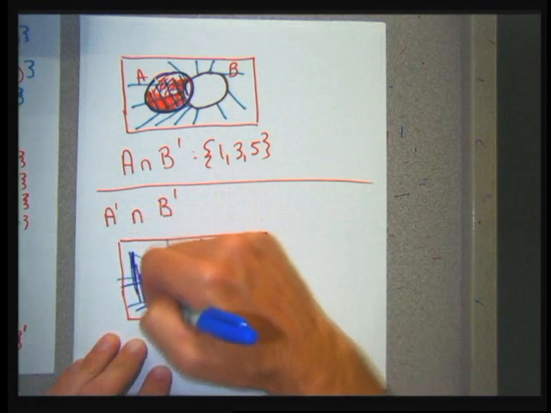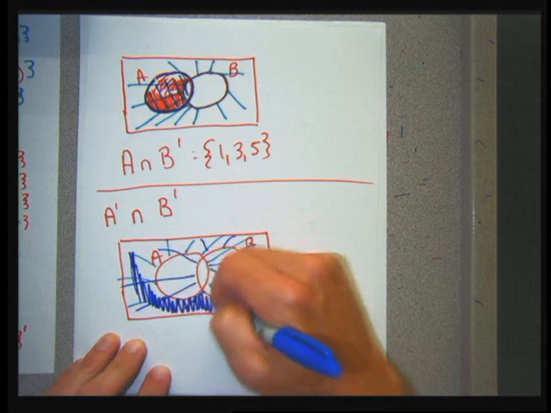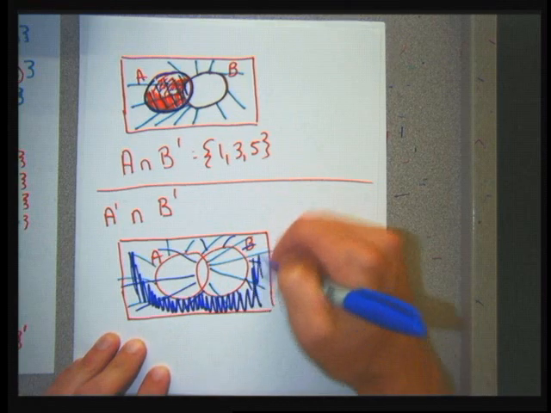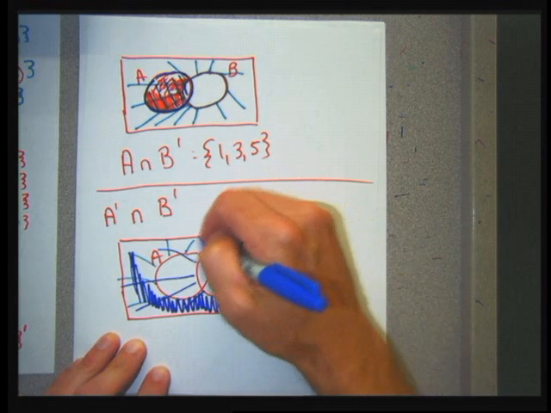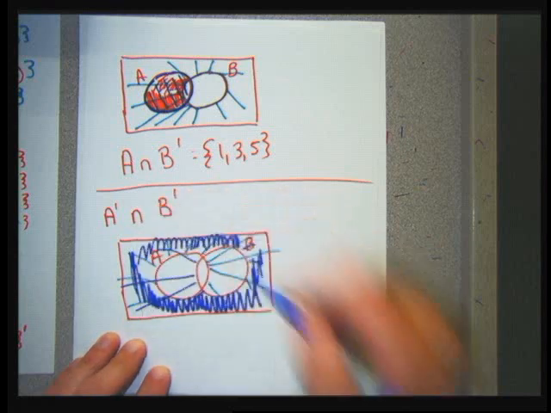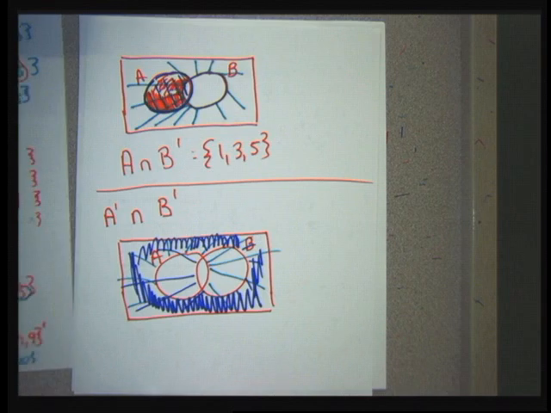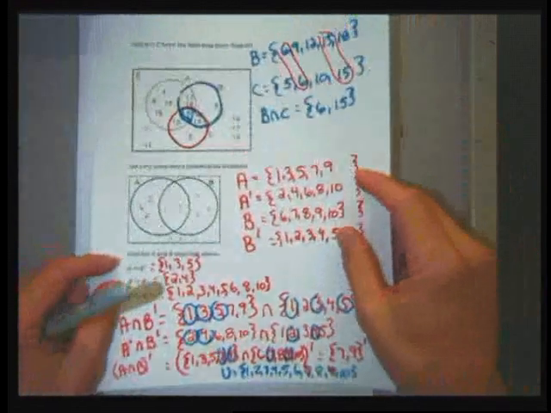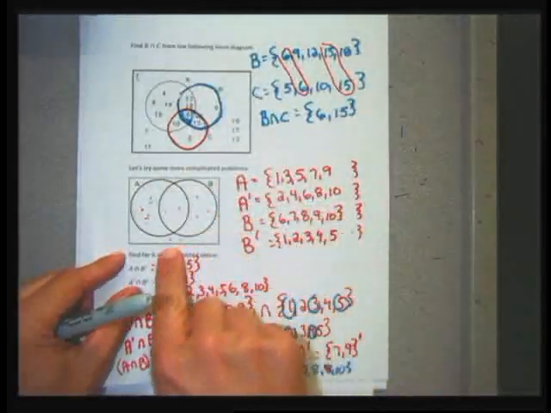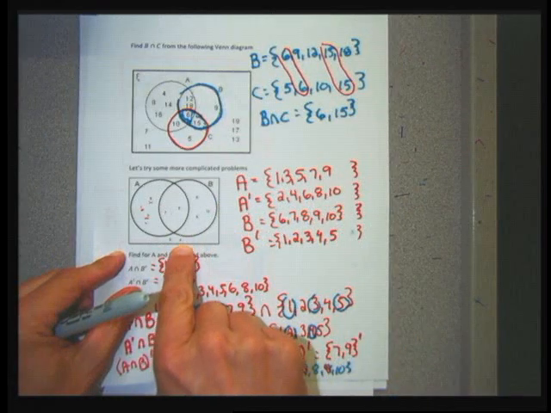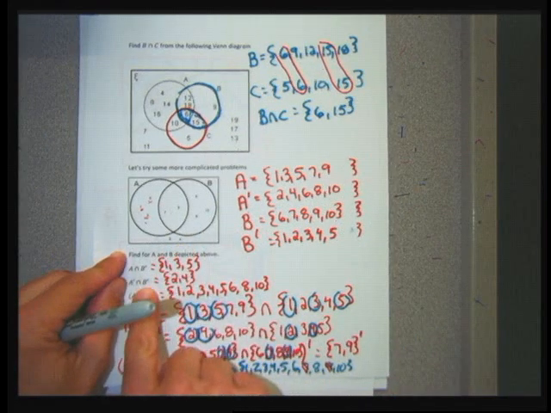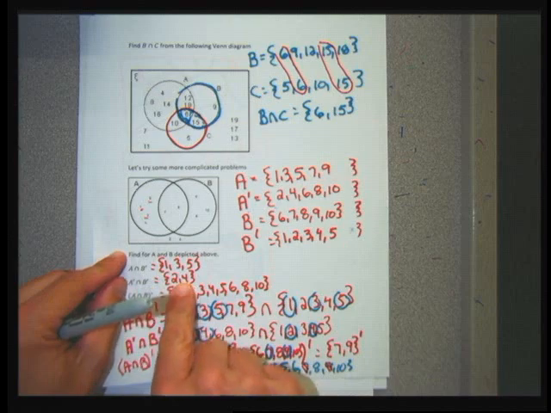And that's going to be this region out here. This is where I'm simultaneously outside the A circle and outside the B circle. And if I look at the numbers in my Venn diagram, the numbers that are simultaneously outside the A circle and outside the B circle are the numbers 2 and 4. And A prime intersection B prime is the numbers 2, 4.